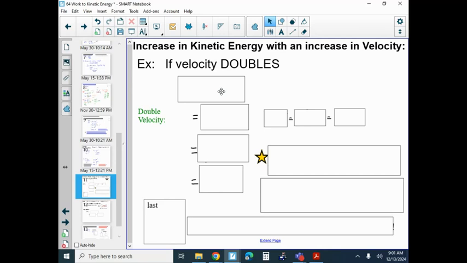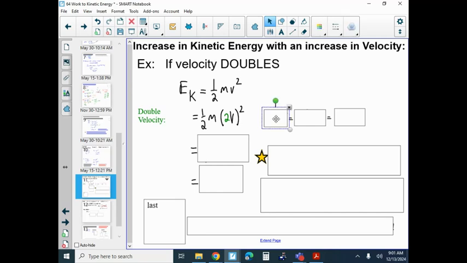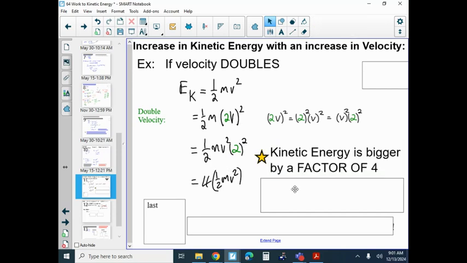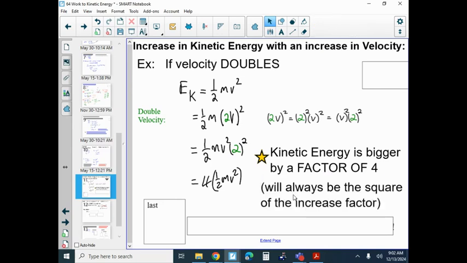Okay, so this is another example of that. If the velocity doubles, what's the increase in kinetic energy? Well, you're going to have a factor of 2 in there to double the velocity. 2v squared is the same as 2 squared times v squared, which is the same as v squared times 2 squared. So basically, we can move that 2 squared outside. You have a 1/2 mv squared, which is just regular old kinetic energy, right? So basically, we have 4 times the kinetic energy. It shows that the kinetic energy is actually bigger by a factor of 4 when you double your velocity, right? So it's always really going to be the square of the increase factor, right?